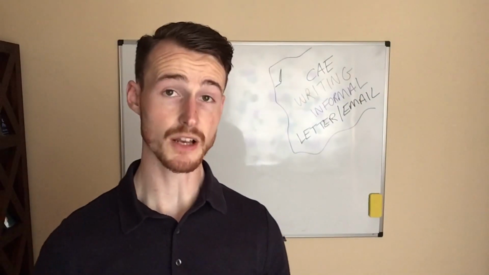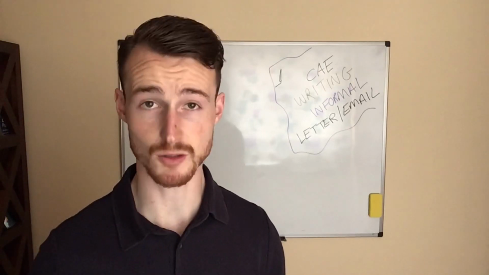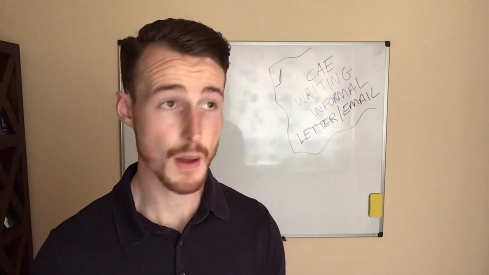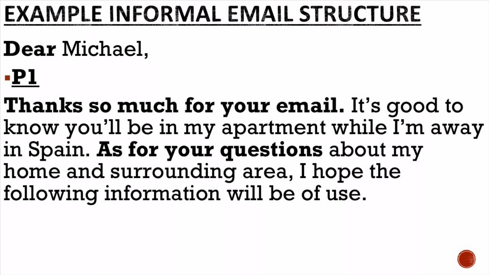So as you can see, I've underlined some of the content points that we need to address in the informal email. With the structure given, we could start our informal email with Dear Michael. Paragraph 1. Thanks so much for your email. It's good to know you'll be in my apartment while I'm away in Spain. As for your questions about my home and surrounding area, I hope the following information will be of use.